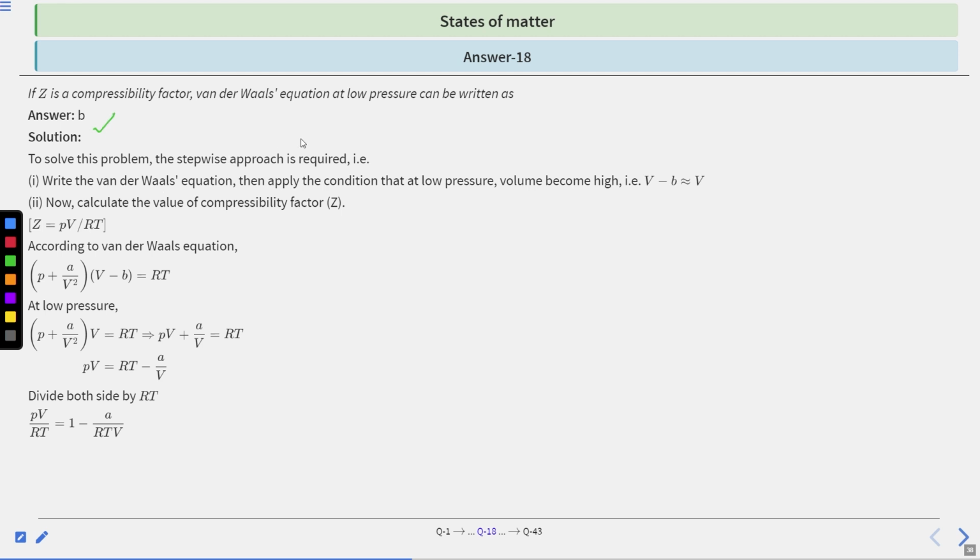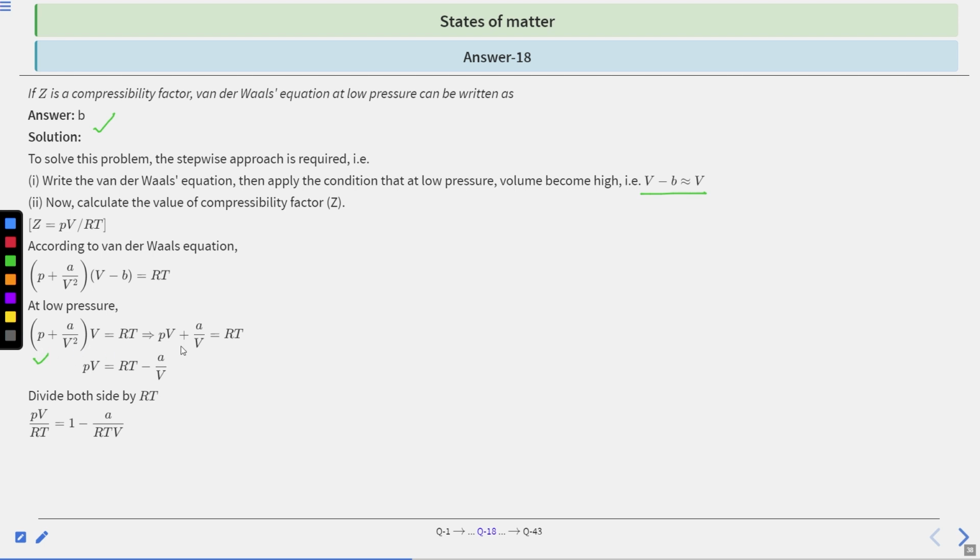To solve this problem, a stepwise approach is required. So the van der Waals equation, then apply the condition that at low pressure, volume becomes high. That is, V minus b will be equal to V, because V will dominate here and b will be neglected. Now calculate the value of compressibility factor Z, and Z equals PV by RT. So according to the van der Waals equation, (P plus a by V squared) multiplied by (V minus b) will be equal to RT.